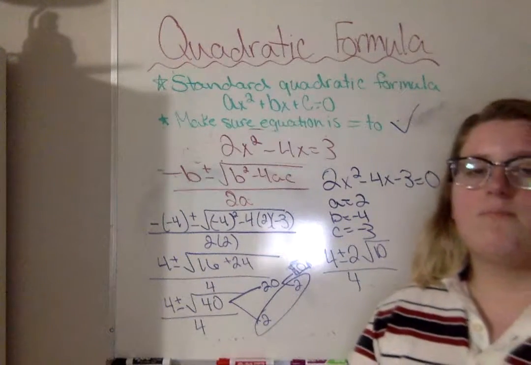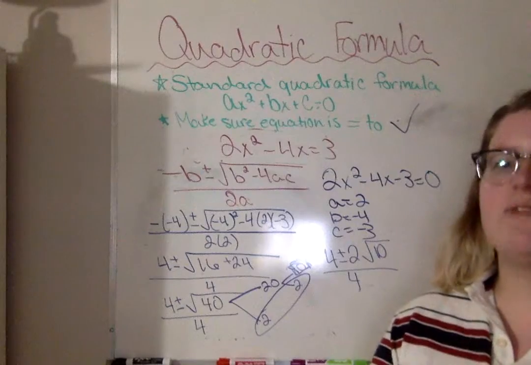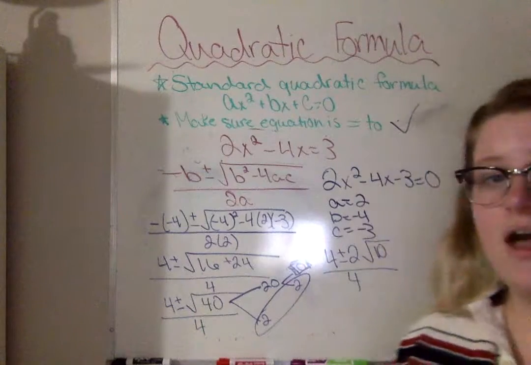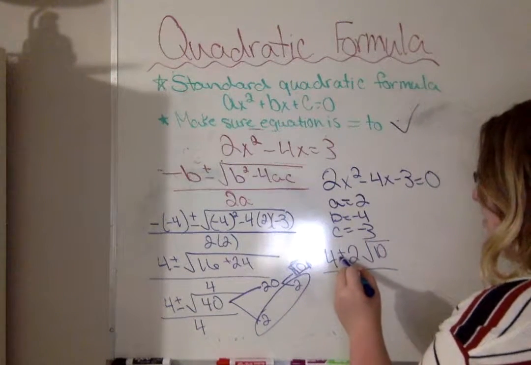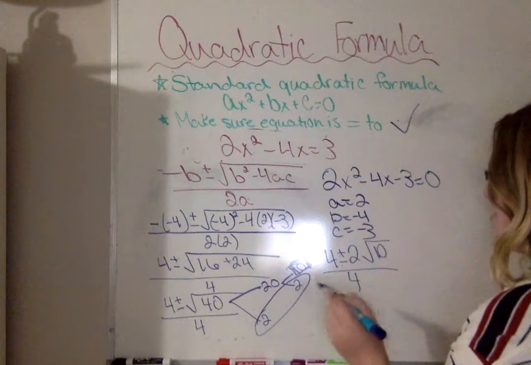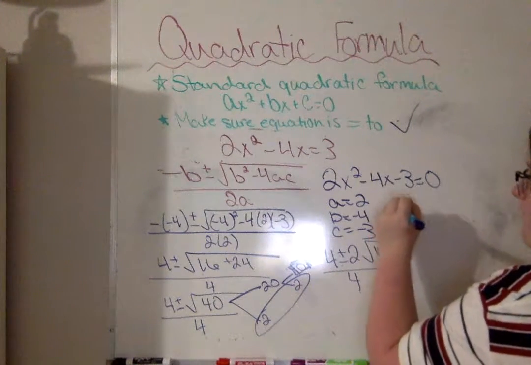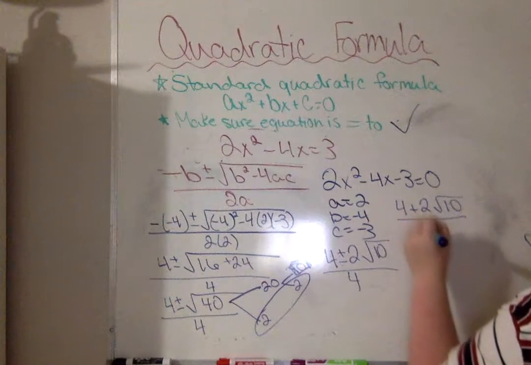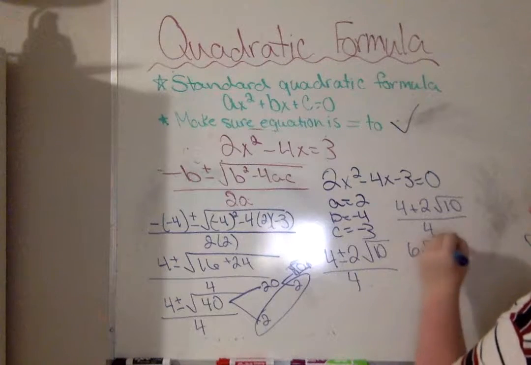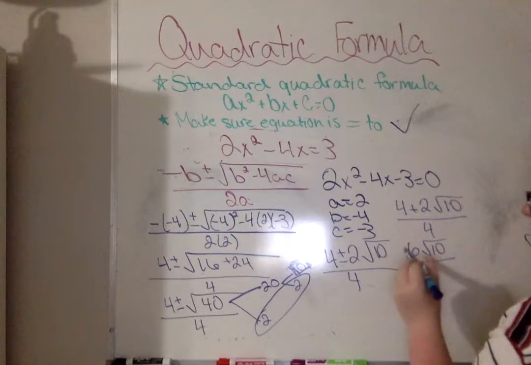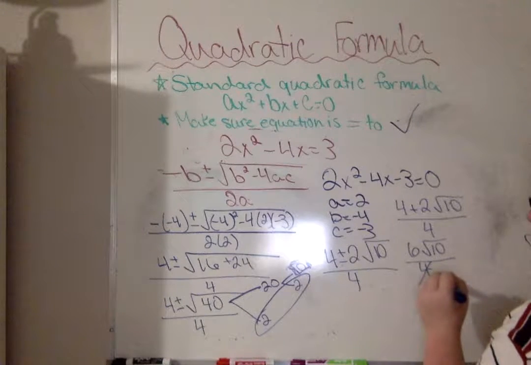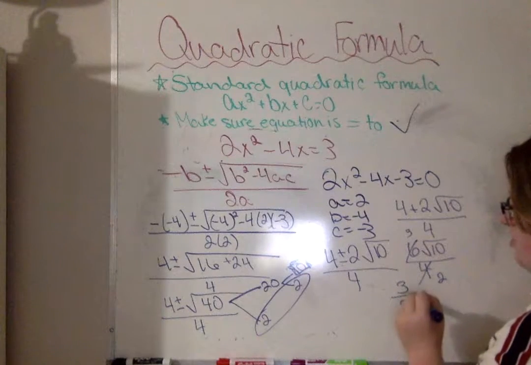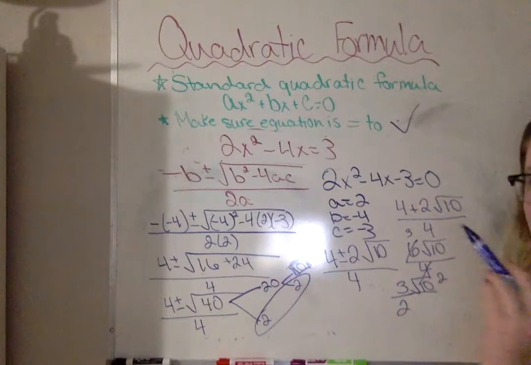Now you might think, Miss, we finished solving it. I'm a genius. But not so fast, because we're not done yet. Because we still need to know the positive and negative answers. So let's start her off with 4 plus 2 and the square root of 10 over 4. We're just going to get 6 over 4 with the square root of 10, and 2 goes into 4 2 times, 2 goes into 6 3 times, so we're going to get 3 over 2 with the square root of 10.